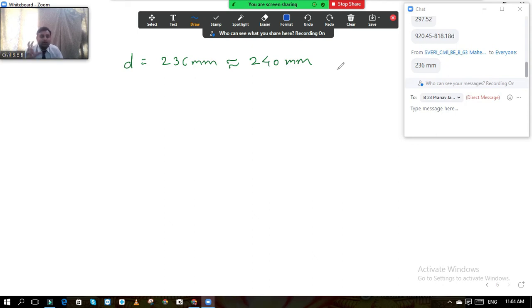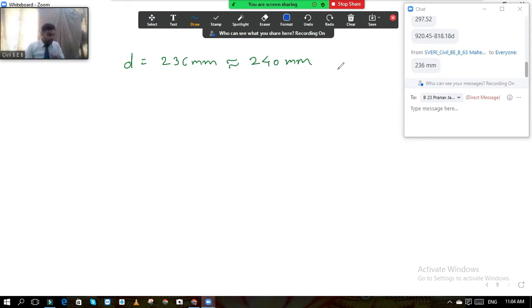Okay, so here the method becomes shorter and our time also saves. It does not become so lengthy. So if you follow this procedure, it will be very helpful to you. Please note it down. It is not there in the book. If you look at the Ramamrutam or Punmiya book, it is not given like this.